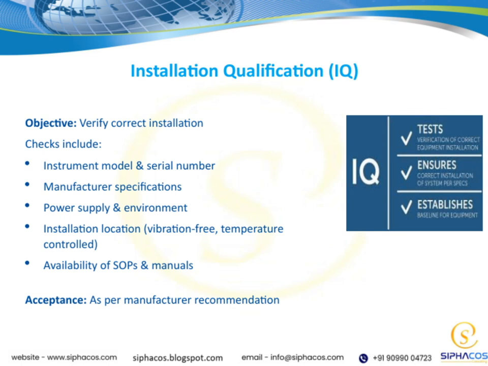When we perform IQ, we check several key points. First, we verify the instrument model and serial number to ensure we're working with the right equipment. Then, we look into the manufacturer's specifications to confirm everything aligns with what's recommended. Next, we assess the power supply and the environment where the instrument is installed. It's important that the power supply is stable and meets the required standards, and that the environment is suitable, things like temperature, humidity, and cleanliness.